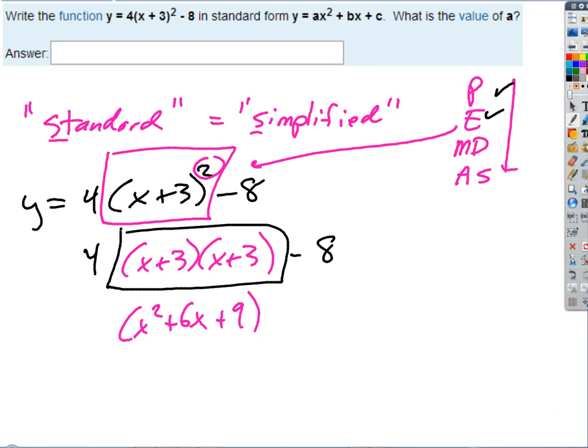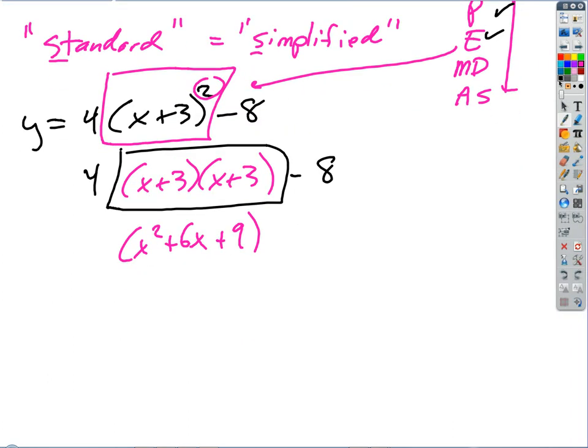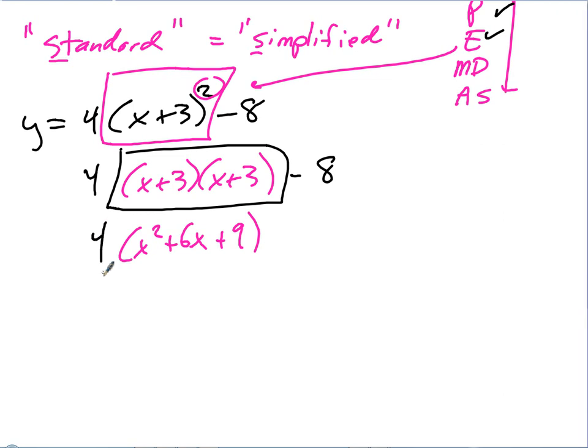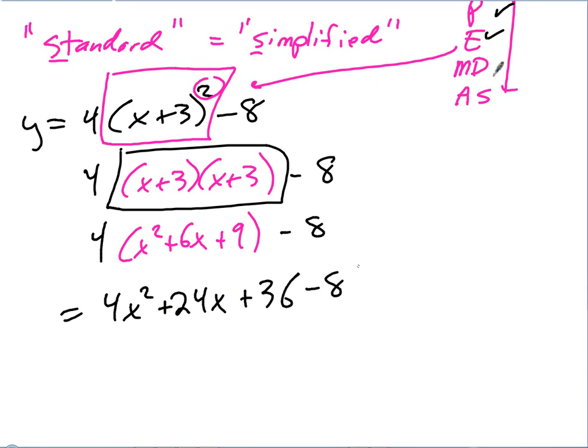Now we're to the point where, notice I put that in parentheses. That's important because this whole thing is still going to be multiplied by 4, so it needs to be a quantity in parentheses. Minus 8, and then now if I distribute the 4, I'm going to get 4x squared plus 24x plus 36 minus 8. So that was our multiplication, right? We distributed the 4. That's multiplication. The last step?